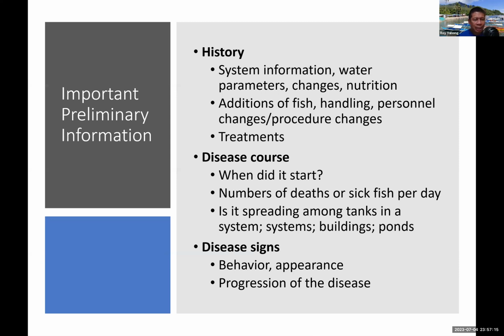Disease course: when did it start? How many deaths or sick fish per day? Is it spreading in the systems, or spreading to different buildings or ponds if you have more than one system? And then what kind of disease signs are you seeing? Are they behaving, or do they look different? Are there lesions on them? All those things are important.